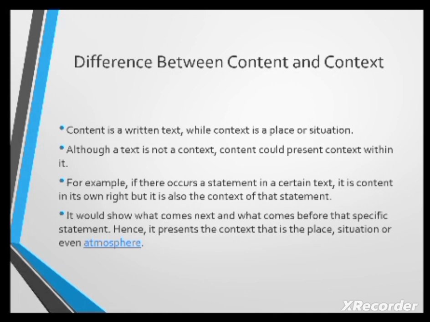Difference between content and context. Content is a written text, while context is a place or situation. Context refers to a setting or circumstance, whereas content is a written work. Despite the fact that a text is not a context, its content may provide context. For example, if a statement appears in a particular text, it is both the statement's context and substance in and of itself. That is why it would be very clear what occurs after and before that particular sentence. Thus, it provides the context, which includes the setting, circumstance, or even atmosphere. Okay, understood everyone? This is the difference between content and context. So now let's move forward.